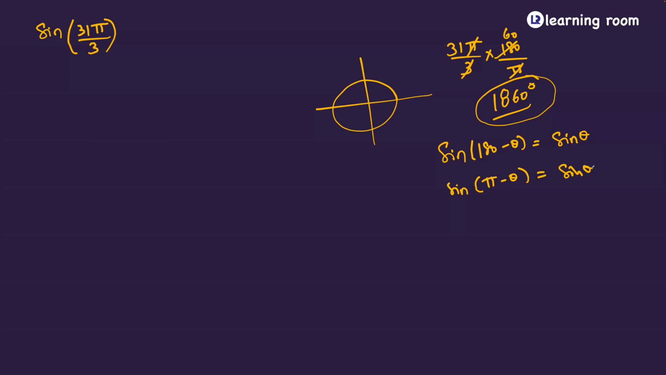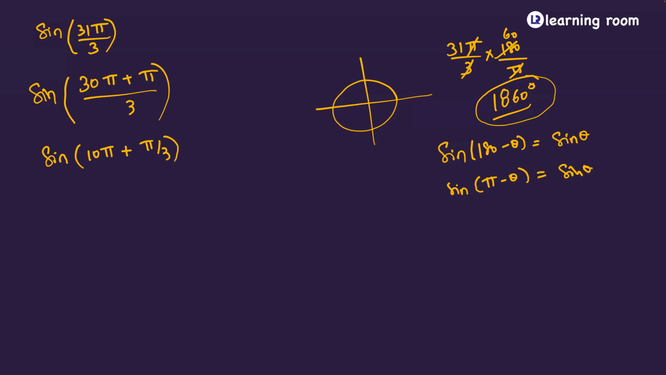There are two possibilities: the numerator can be greater than the denominator, or the numerator can be less than the denominator. In this case, what is happening? Numerator is greater than the denominator. So I will write sine of this 31. If I divide it with 3, what will be the remainder? It is going to be 1. So basically, can I write this as 30 pi plus pi, the whole divided by 3? So can I write this as sine of 30 by 3, which is 10 pi, plus pi by 3. Am I clear till this point?